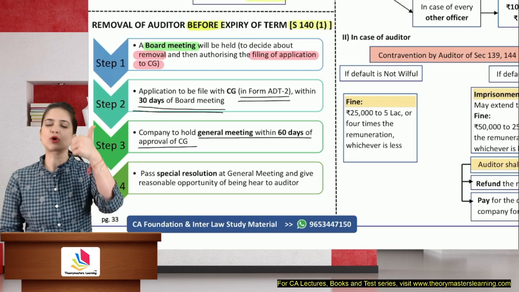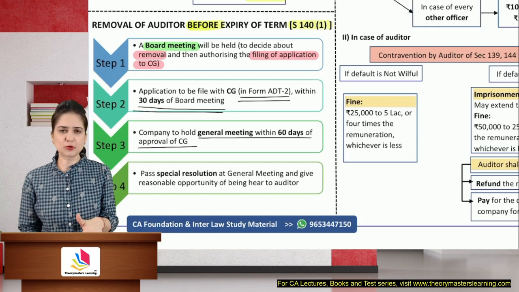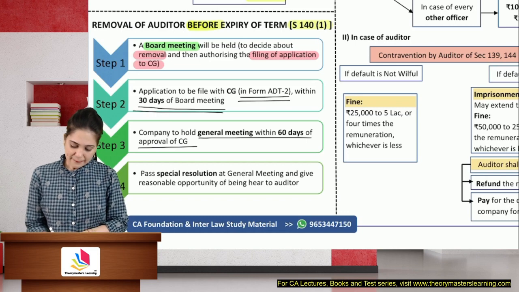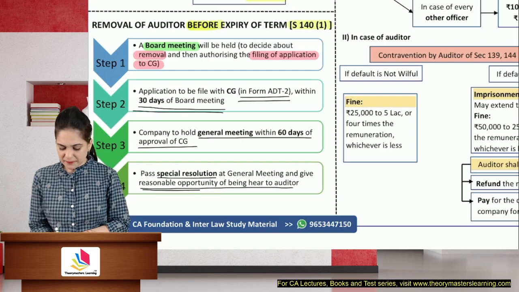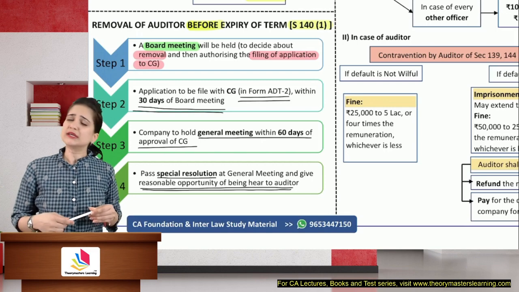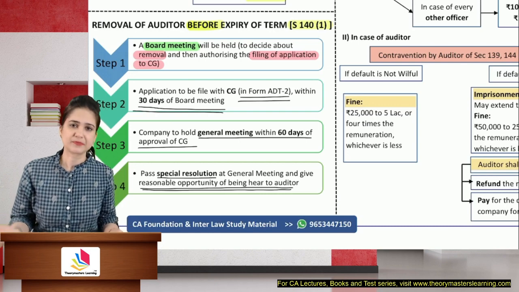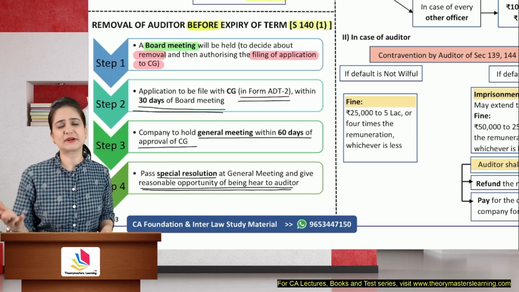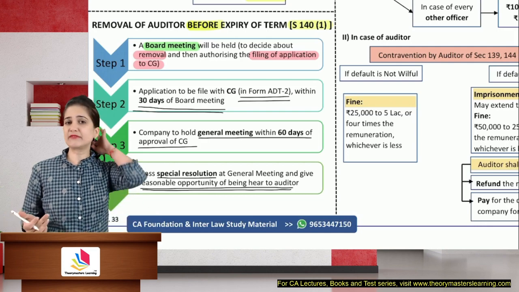So what is the sequence? First, call the board meeting, apply to the central government. The central government will give its approval, and within 60 days of approval, you will hold a general meeting with your members. Pass a special resolution at the general meeting, and give a reasonable opportunity of being heard to the auditor. Here the auditor will give a representation. We will circulate that representation along with the notice. Here in the representation, he will mention reasons as to why he should not be removed. But if it is not possible for the company to circulate it along, maybe it was received late, then they will read it out.